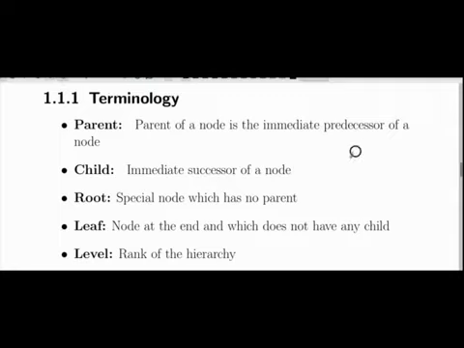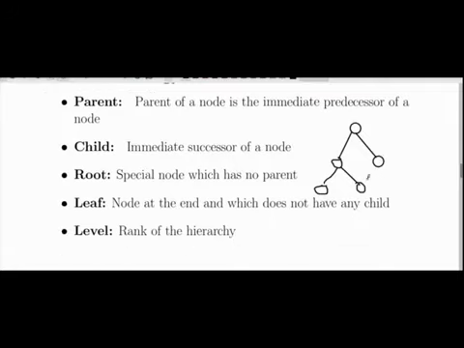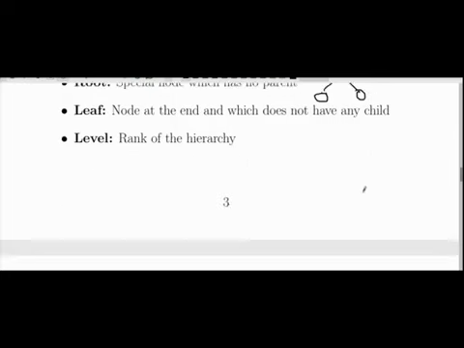Next we will see how a tree is arranged. This shows how a tree is arranged. Each of the bubbles is a node where information is stored. The topmost node is called root. In this case, it is also the parent node, and the nodes below it are the child nodes. A node at the end which does not have any child, these two nodes are called leaf nodes. We will see the other terminologies later.